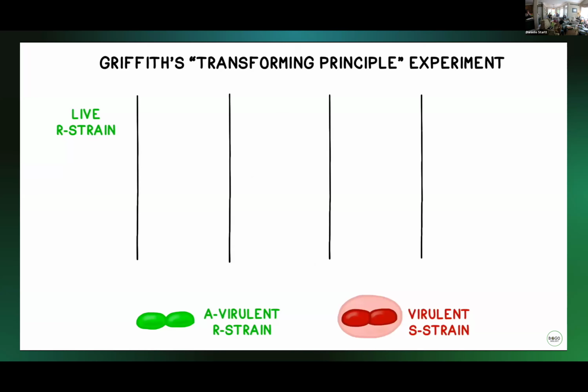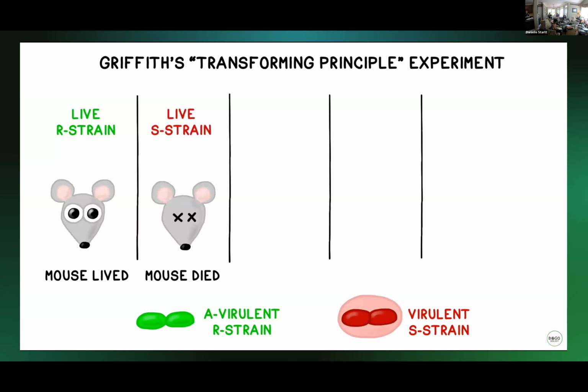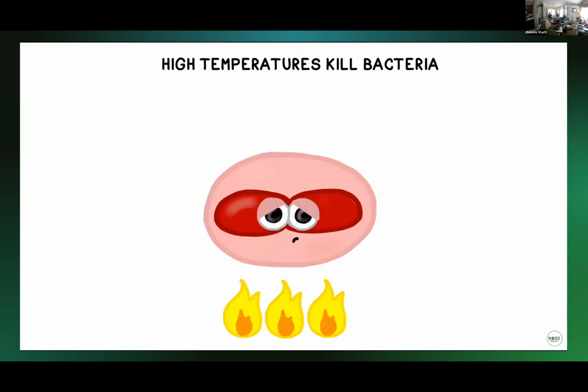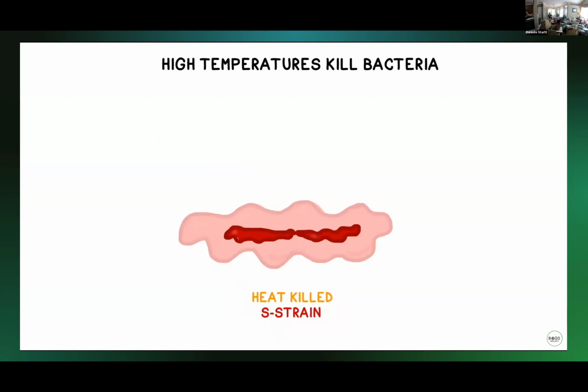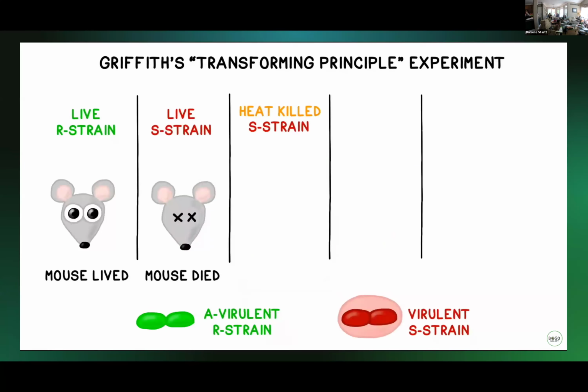Mice from group 1 who were injected with the non-virulent R strain survived, which is unsurprising given that the R strain is not dangerous. Also unsurprisingly, the mice in group 2 who were injected with the virulent S strain developed pneumonia and died. High temperatures kill most germs, which is why boiling something is often a cheap and effective way to sterilize it. Griffith used heat to kill S strain bacteria, then injected these dead bacteria into a 3rd group of mice. Even though they had received a dose of the dangerous S strain pneumococcus bacteria, these mice survived because the bacteria were all dead.